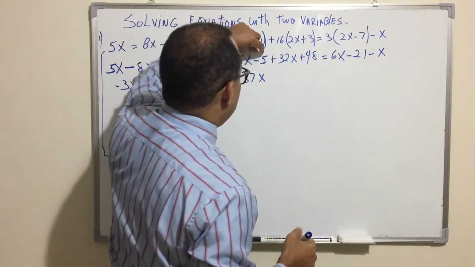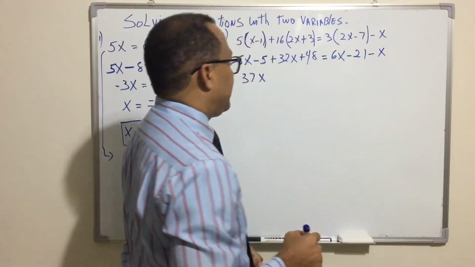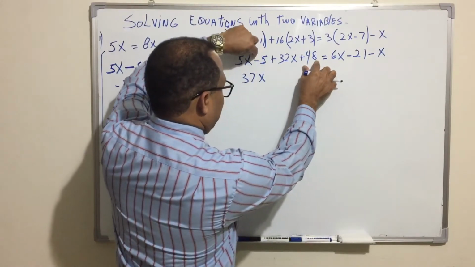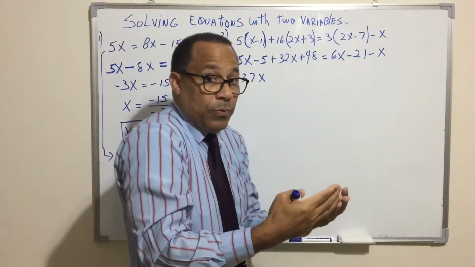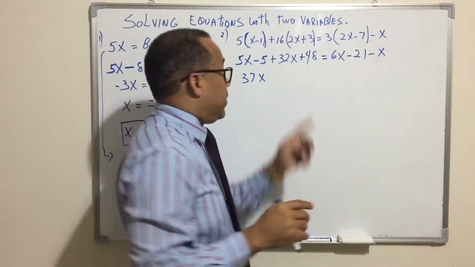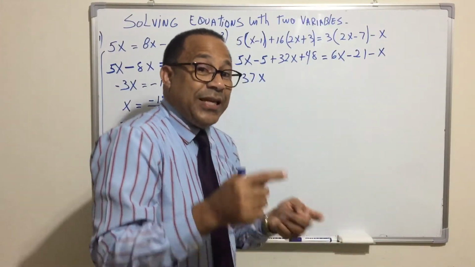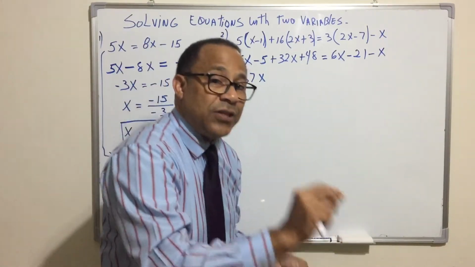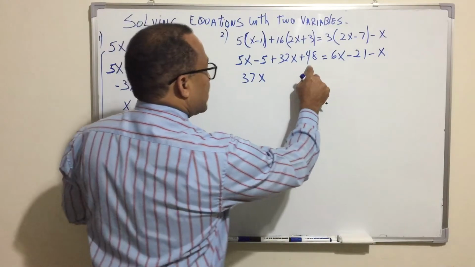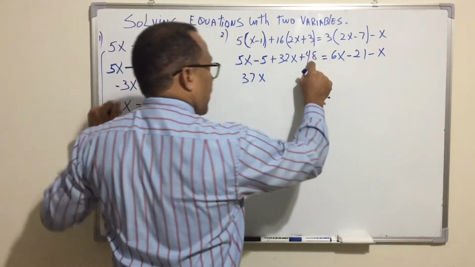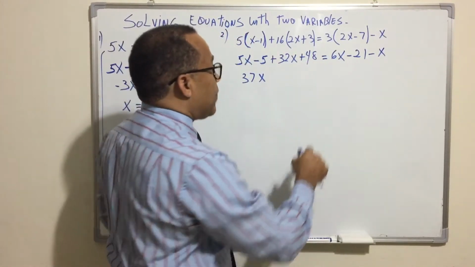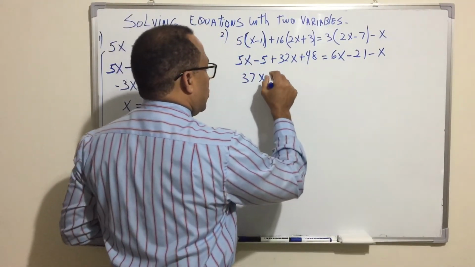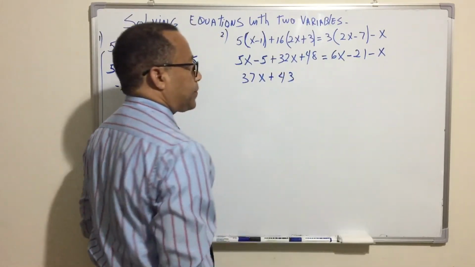The numbers are negative 5 and 48. The rule says the numbers have different signs. That's a negative, that's a positive. I need to subtract the numbers. When I subtract them, the result will be 43. But I need to get the sign. The rule says you subtract the numbers, but you copy the sign of the greatest of them. Which one is greater, 48 or negative 5? 48 is greater. What sign does it have? It has a positive sign. So negative 5 plus 48 equals positive 43.